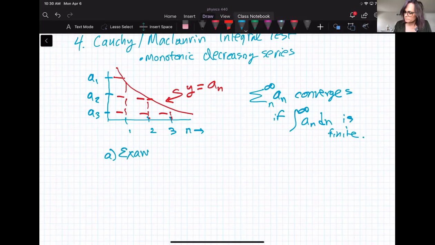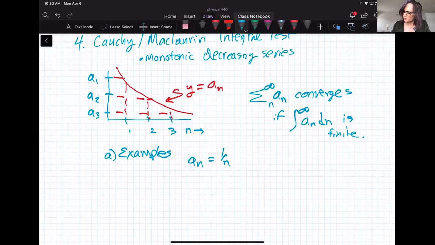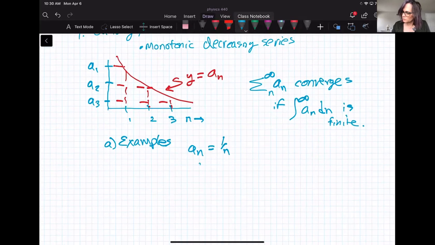Example, the harmonic series, a sub n equals 1 over n. So that's monotonically decreasing. But if we take the integral, obviously, and evaluate it at infinity of 1 over n dn, that's equal to the natural log of n, evaluated at infinity, and that goes to infinity, so that's divergent.